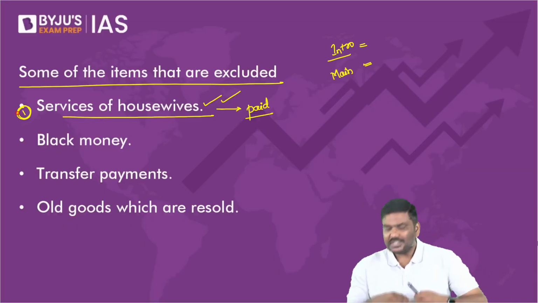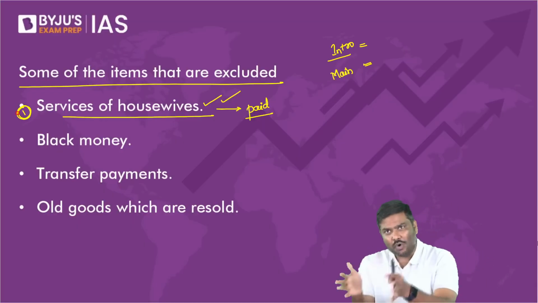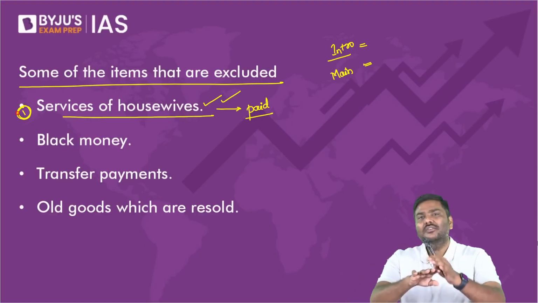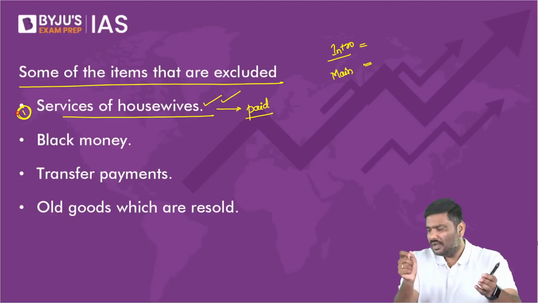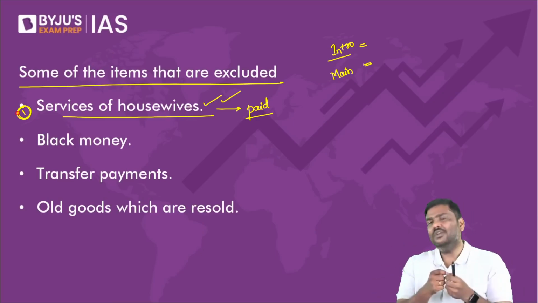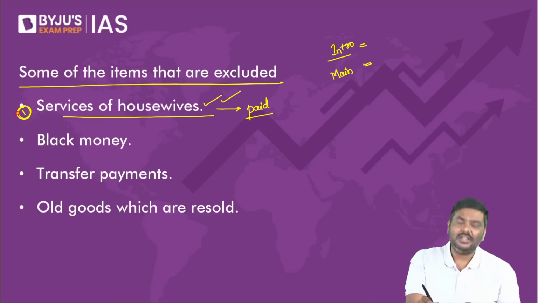So the services which are provided in the household by the housewives, we do not pay money. We do not monetize them. Monetize means value. We do not provide any value to that. That is the reason it is not counted. Black money is also not counted.